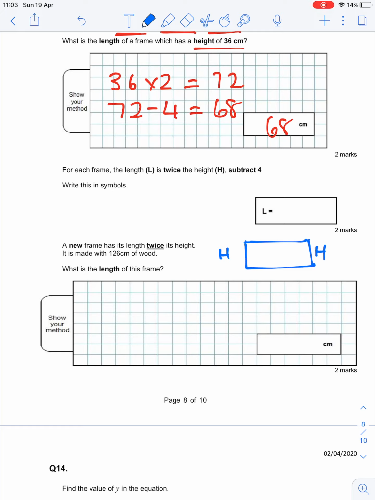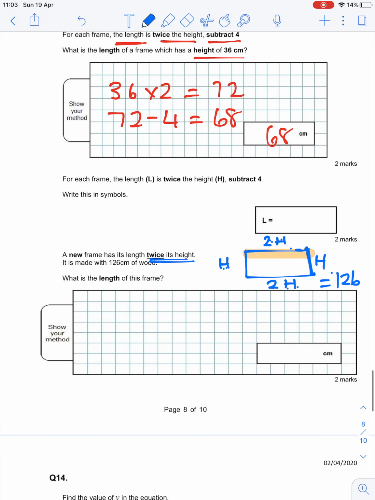And remember, this from here to here is 2 heights, isn't it? Because it says the new frame is the length is twice its height. So those ones are 2 heights. So if you don't want to halve it, you've got 2 H's, 2 H's, an H and an H for the heights, and 2 lots of the heights to make the length, and that all adds up to 126. It's the distance all the way round.